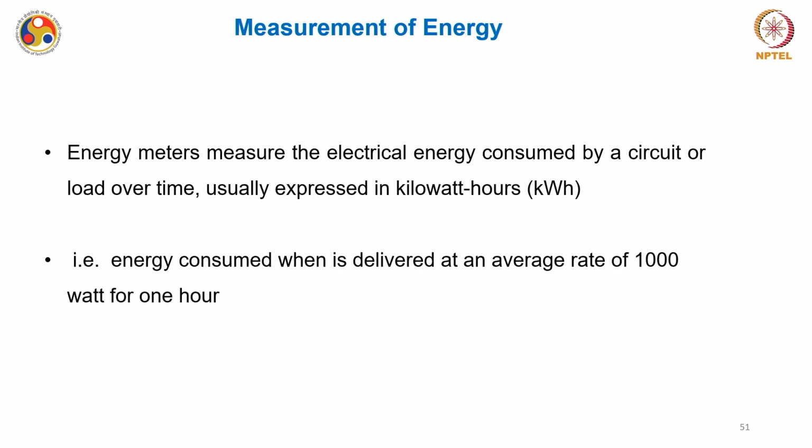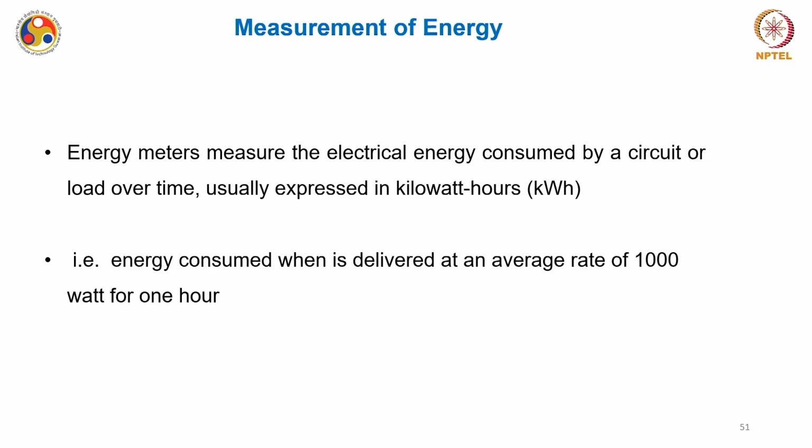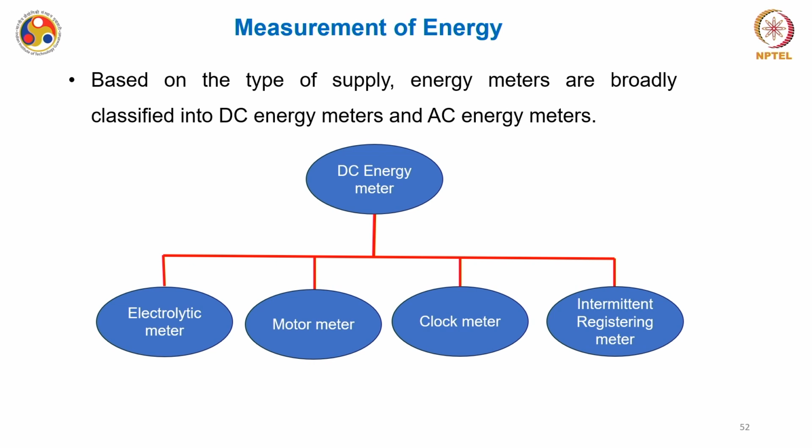But usually we do not use this kind of terminology in our day-to-day discussion. We usually have one unit which is nothing but a kilowatt hour. An energy meter basically measures the electrical energy consumed by a circuit or a load over time, usually expressed in kilowatt hour, and this kWh is a more general term that we as laymen are also exposed to. It is the energy consumed when delivered at an average rate of 1000 watt for 1 hour.